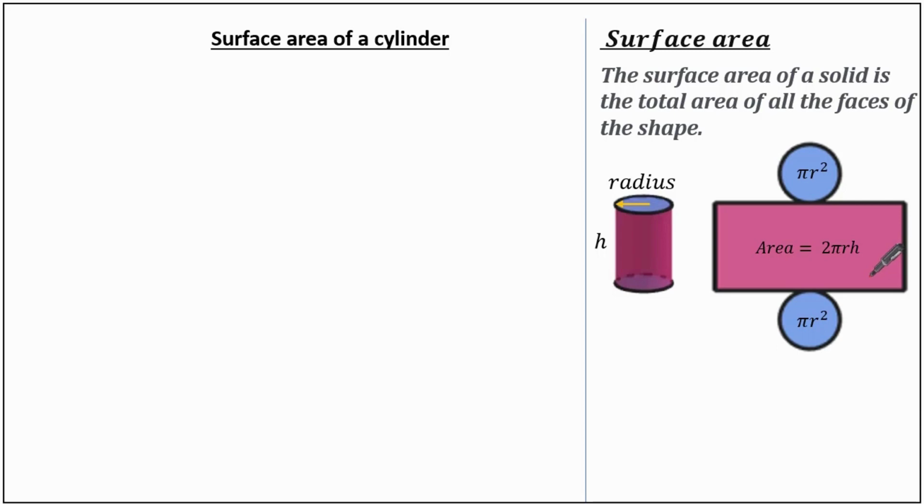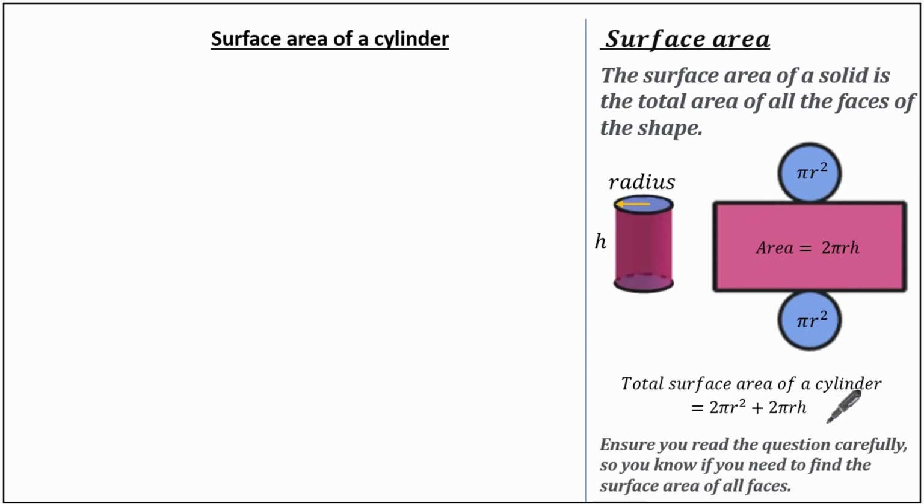Therefore, the total surface area of our cylinder is always given as 2 pi r squared to represent the two circles and 2 pi r h to represent our rectangle. It's always important that you read the question carefully so you know if you need to find the total surface area of all the faces or just the curved surface area of a cylinder.